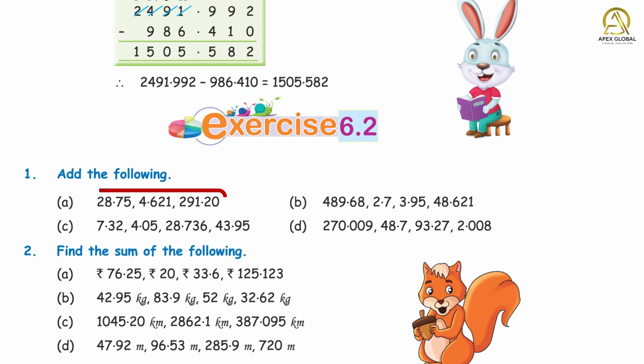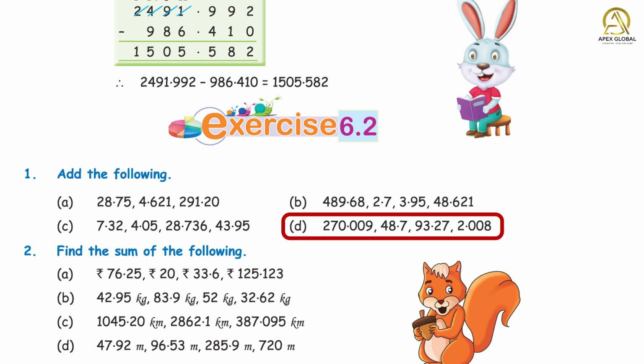Add the following: A. 28.75, 4.61, 291.20. Answer 426. B. 489.68, 2.7, 3.95, 48.61. Answer 842. C. 7.32, 4.05, 28.736, 43.95. Answer 960. D. 270.009, 48.7, 93.27, 2.008. Answer 842.